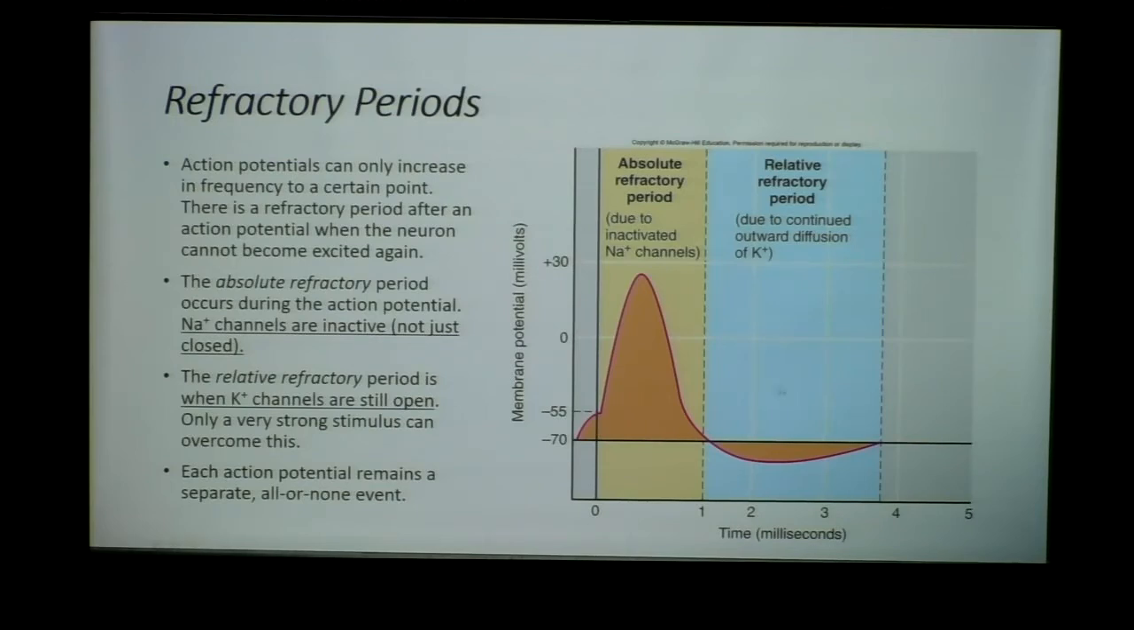And so during this time, we could fire an action potential, but it becomes really hard because potassium is still moving. Potassium is still moving out of the cell. And doing so drops the membrane potential much more negative than rest.